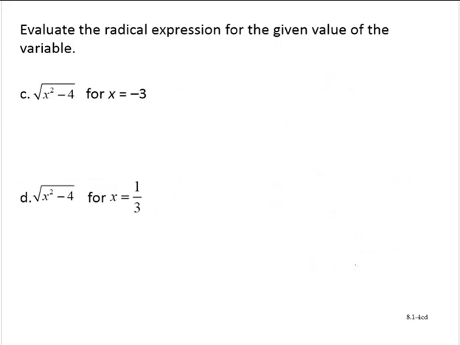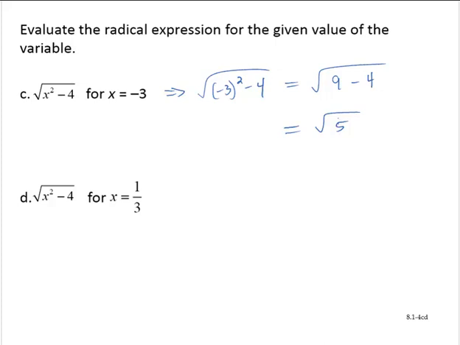In exercise C, we have the square root of x squared minus 4 for x equals negative 3, making the appropriate substitution. Now, negative 3 squared is 9, because that means negative 3 times negative 3. So we have the square root of 9 minus 4, and that is the square root of 5. Now, we were not told to take this to any decimal place, so we stop here at the square root of 5.